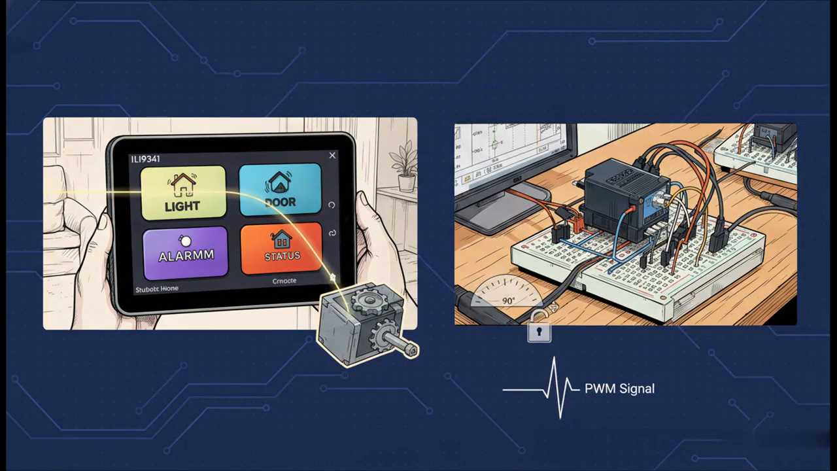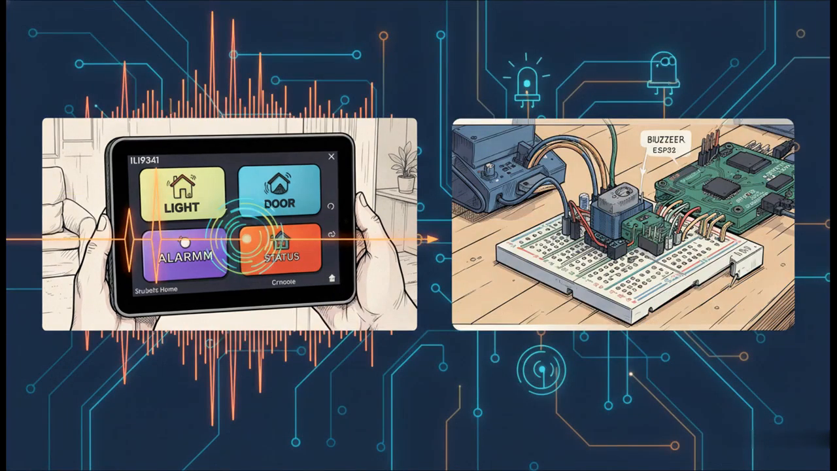Pressing the door button sends a signal to GPIO 26, causing our simulated door servo to physically rotate exactly 90 degrees. This simulates unlocking or opening a smart door. The logic is identical to the light switch, but the output command utilizes a specialized servo library. That library generates the precise pulse width modulation, or PWM signal, required to actually move the mechanical arm.